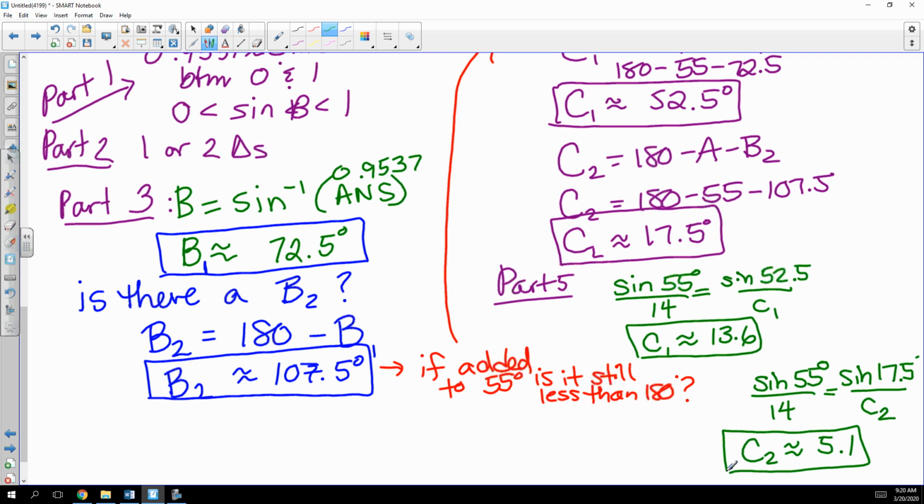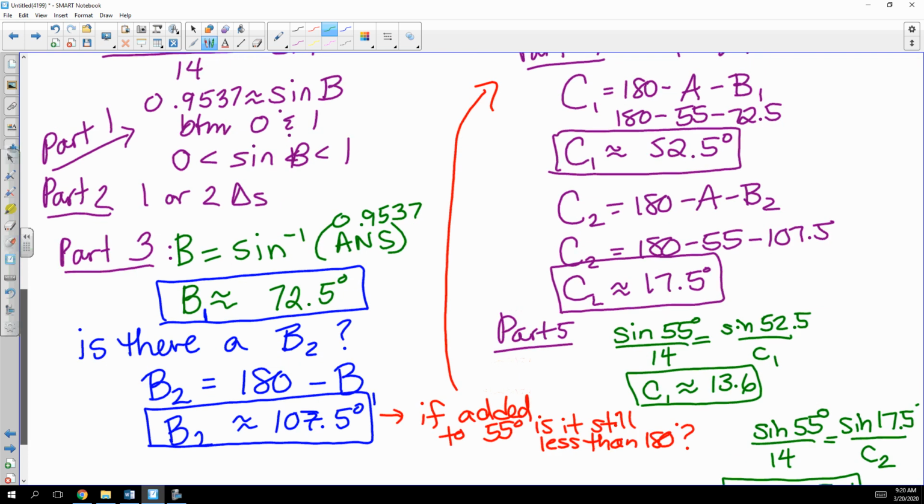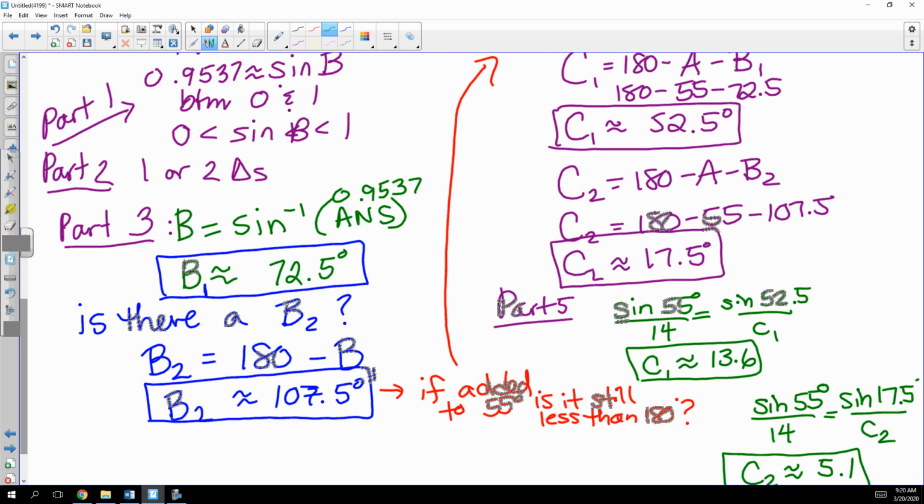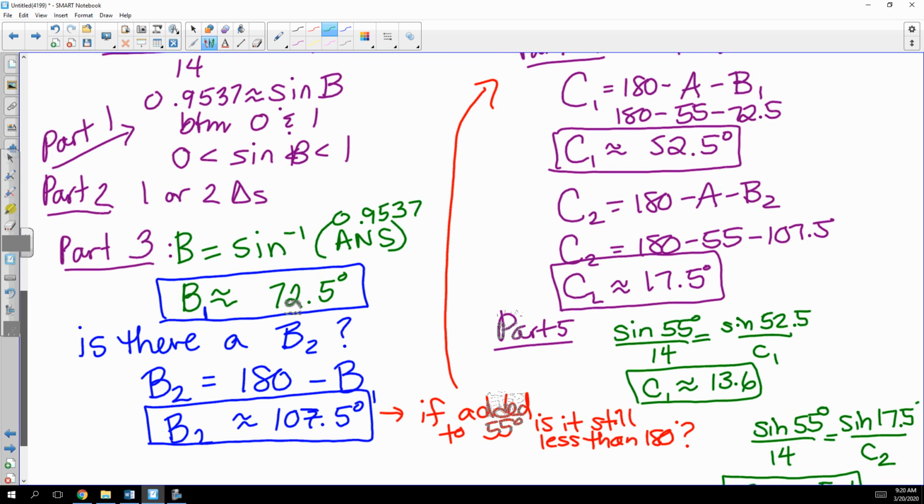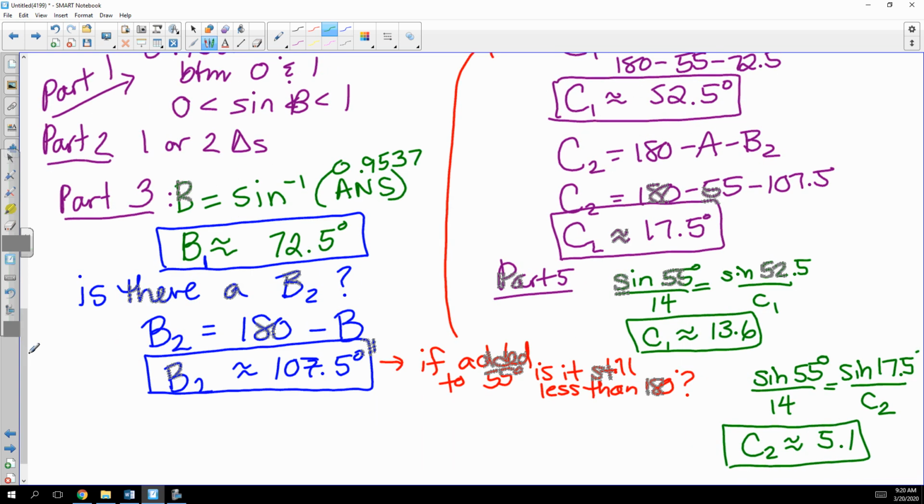So those, part 5 was sides, part 4 was the angles for finding C, and then part 3 was the angles for finding B. That's really a pain, but that's a whole big chunk of it right there. Okay?